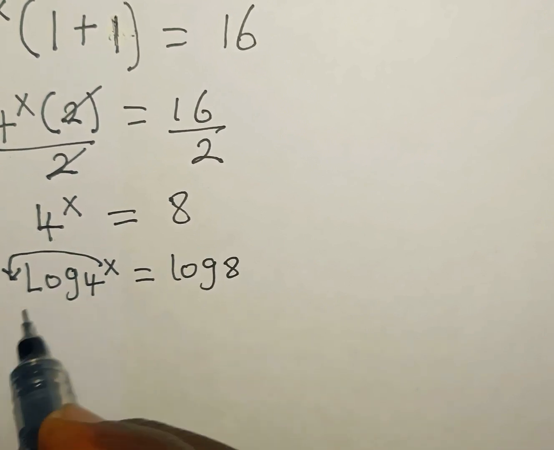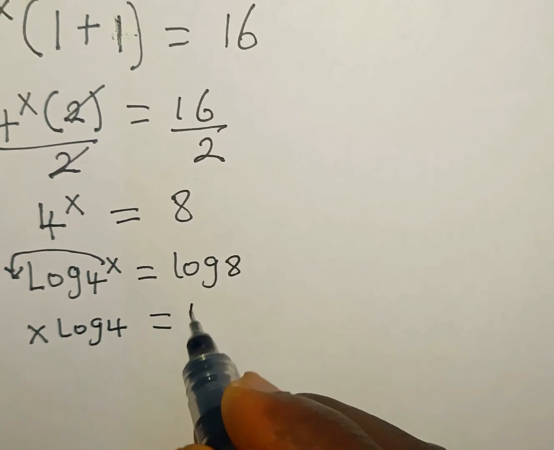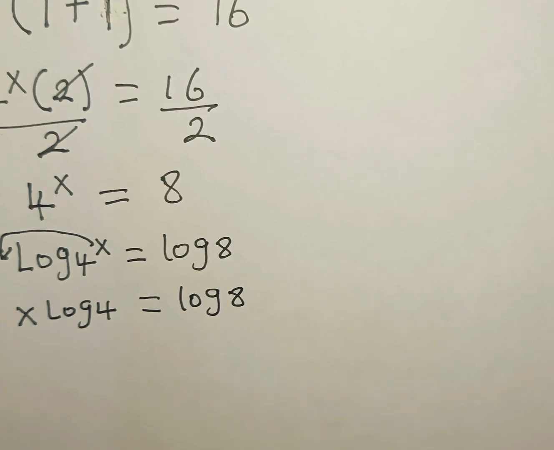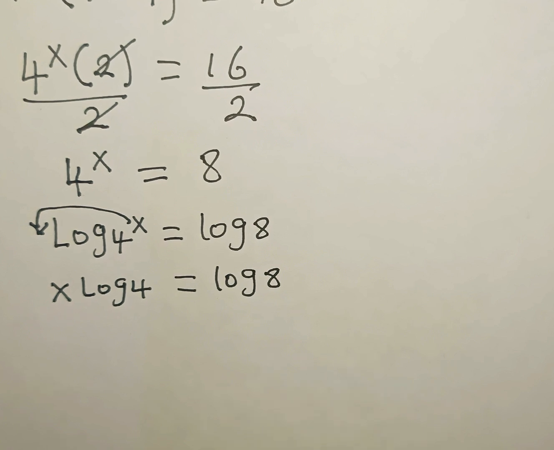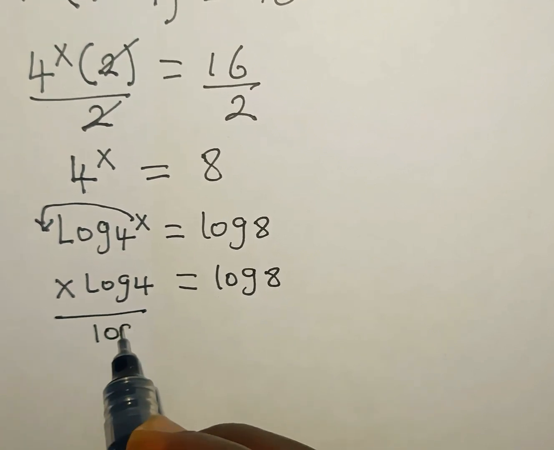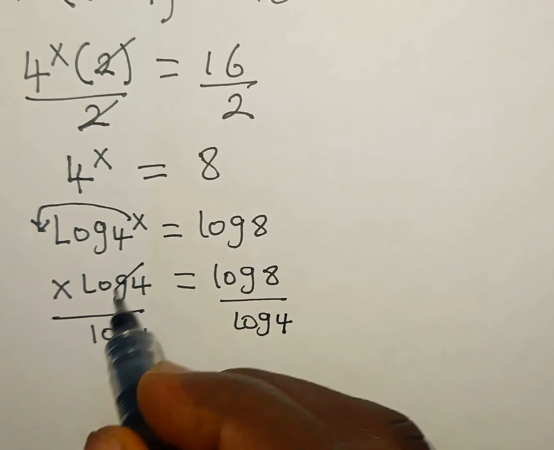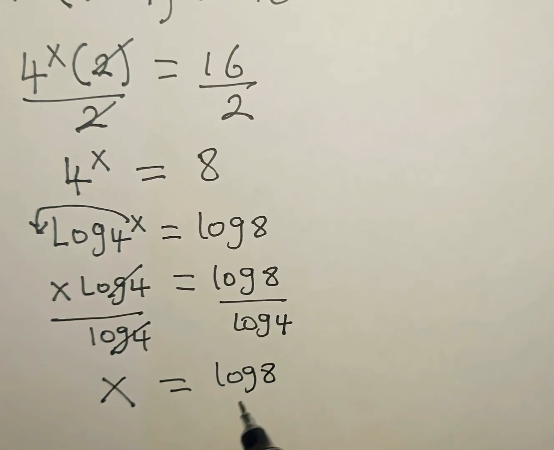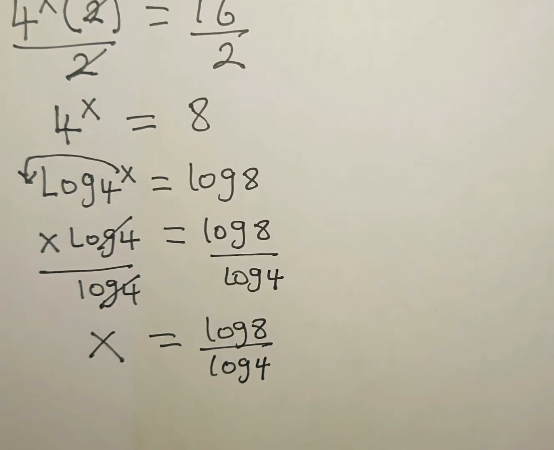So when this x goes back to multiply the log, we are going to have x log 4, which is equal to log of 8. Now, the next thing we're going to do, remember, we are looking for the value of x, is to divide both sides of this equation by the coefficient of x, which is log 4. So we divide the left hand side by log 4 and also the right hand side by log of 4, so that this log 4 is going to cancel this log 4. So in the left hand side, we are left with only x, which is equal to log of 8 divided by log of 4.